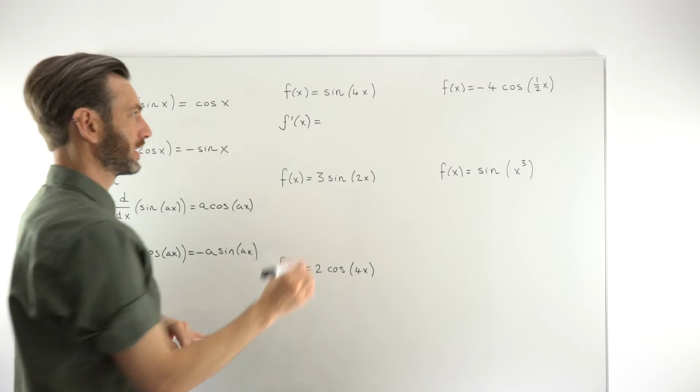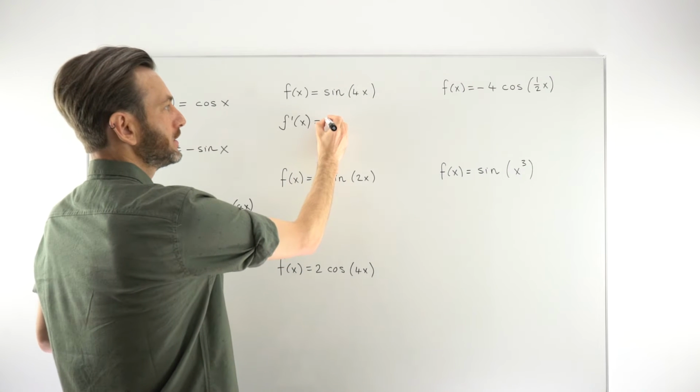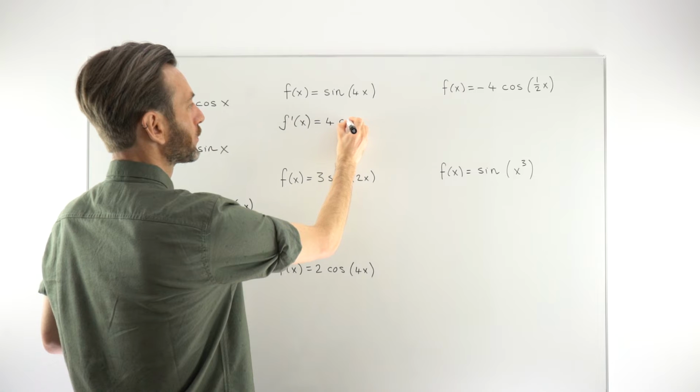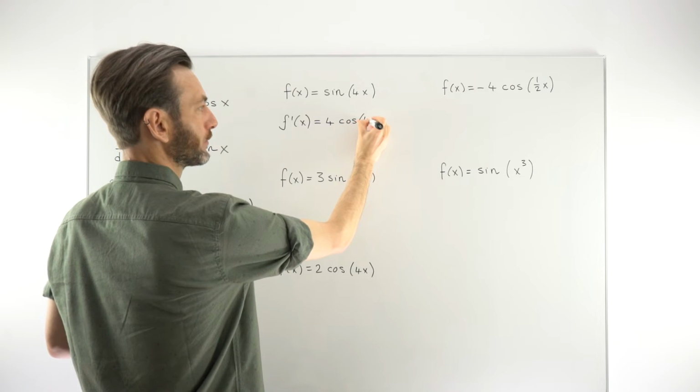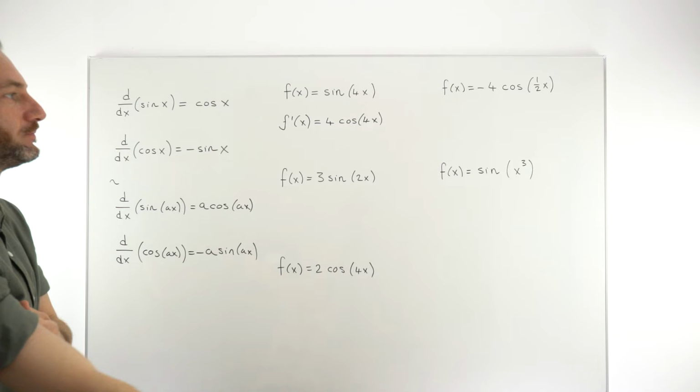This one here, we can just directly apply this rule. So the 4 comes in front, and sine differentiates to cosine, and we remember to leave it as 4x rather than sort of powering it down to x.